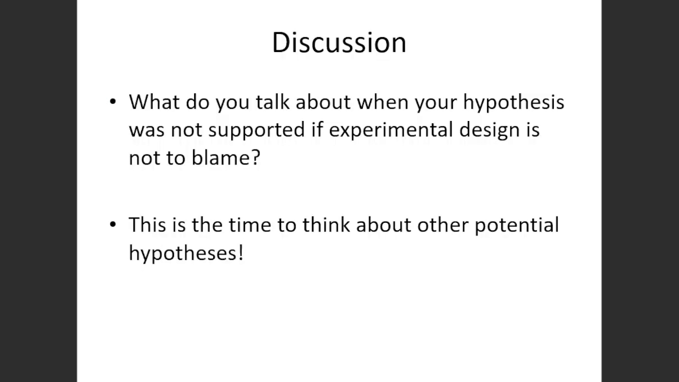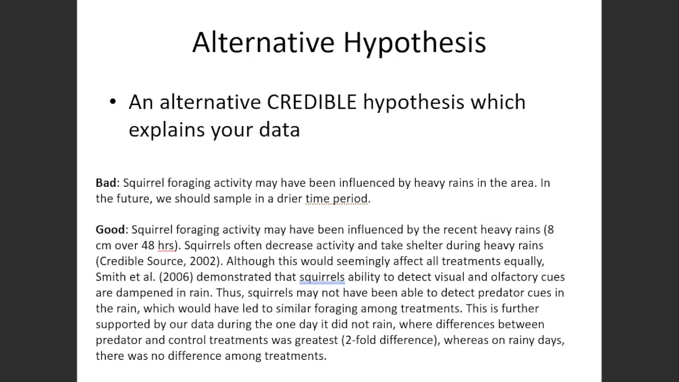What do you talk about when your hypothesis is not supported and experimental design is not to blame? This is a time to think about other potential hypotheses. So an alternative credible hypothesis which explains your data.